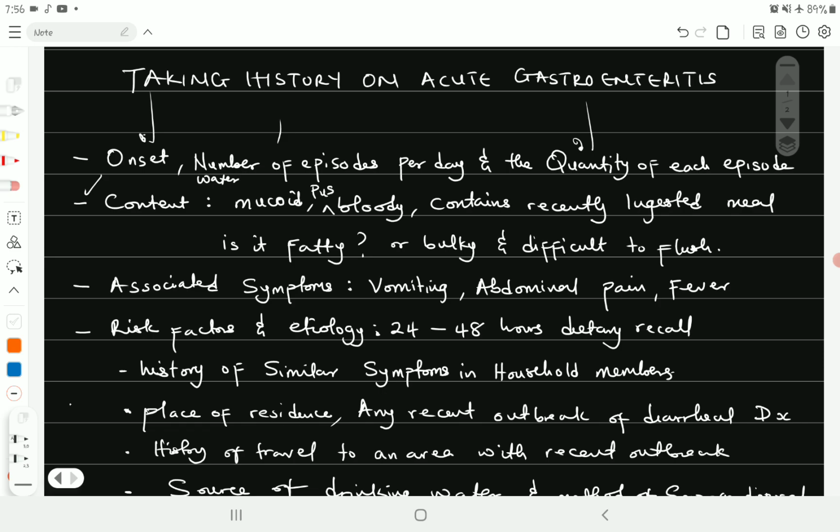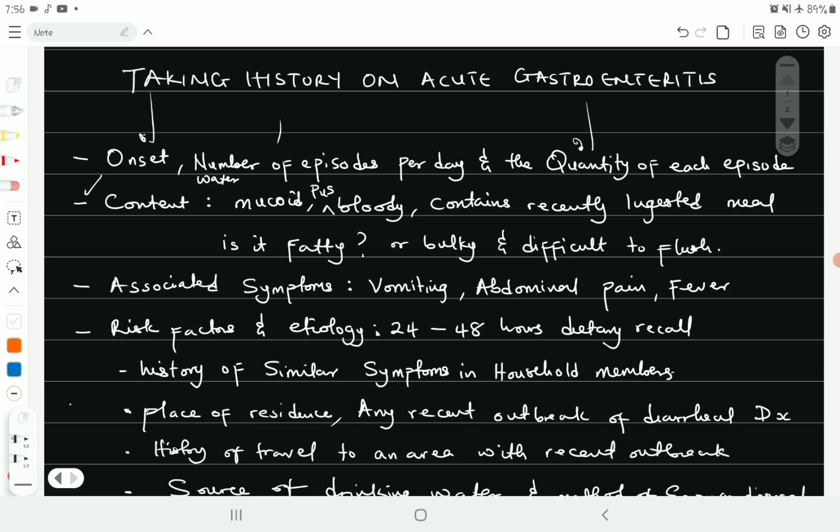What does it contain? Then, is it fatty? Still on the content, because there are some stools that by the time they pass it, you can see the stool floating. You need to ask about that too. Is it bulky or difficult to flush?